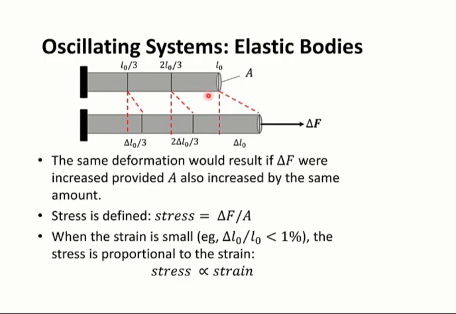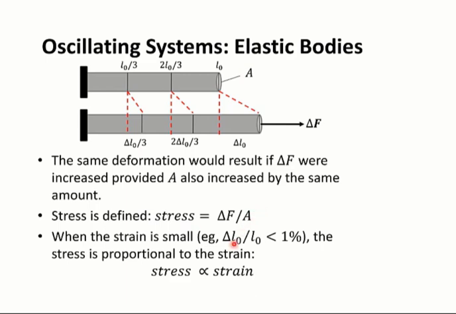Now, this deformation that we talked about due to this force delta F, actually this kind of deformation can also happen in case of an increased delta F. But for that, we have to increase the area as well. So that means the ratio between delta F and A is actually the reason for this similar kind of deformation, what we called strain. This quantity, delta F over A, we call the stress.